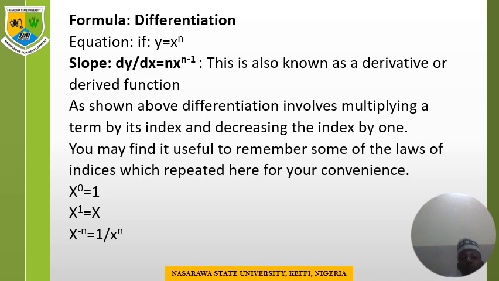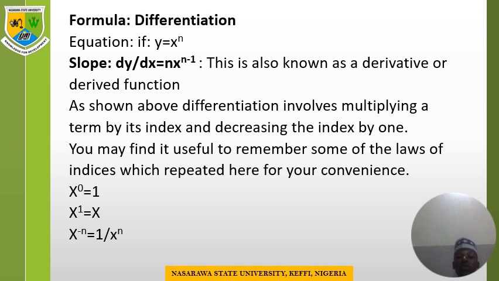From the formula you can see the slope dy over dx is equal to n x raised to power n minus 1, from the equation where y is equal to x raised to power n. This is also known as derivatives or derived functions. As shown above, differentiation involves multiplying a term by its index and decreasing the index by 1.